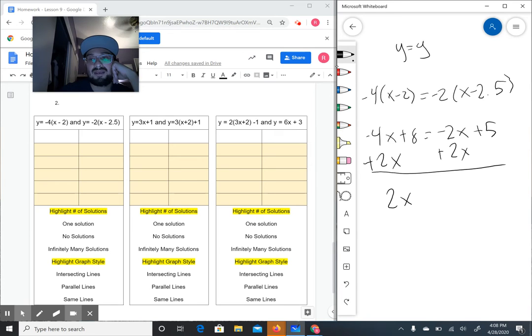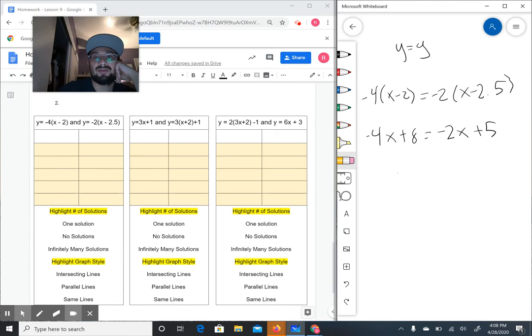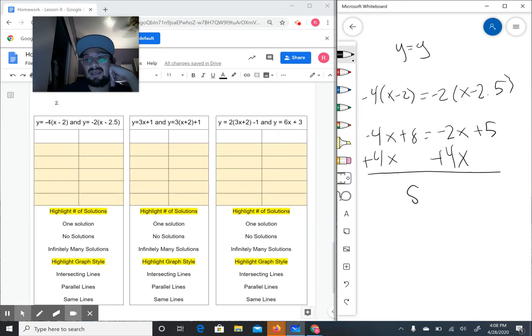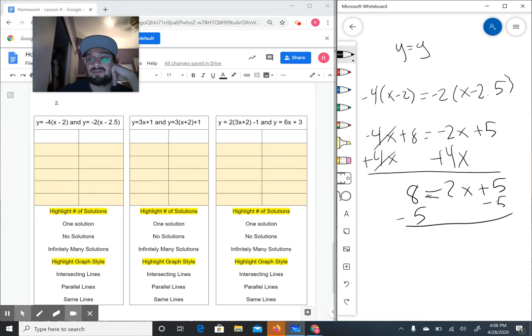So negative 2. Oh, I messed up my own. I didn't take my own advice there, huh? I should have moved over the negative 4 because it's the smallest term. And then 8 is equal to 2x plus 5. And so that way, I'm able to avoid the negative, right? So 3 equals 2x. Divide by 2. And you are done. Okay. Cross that out.